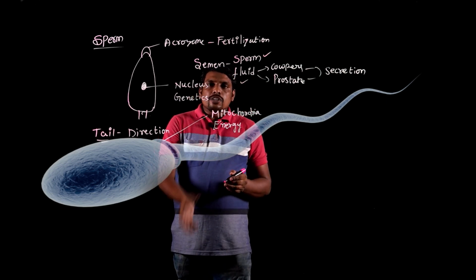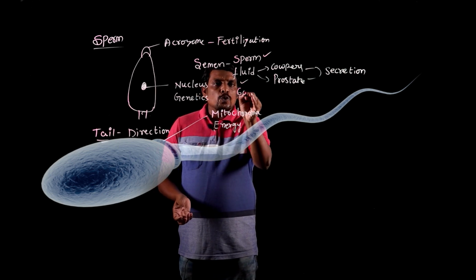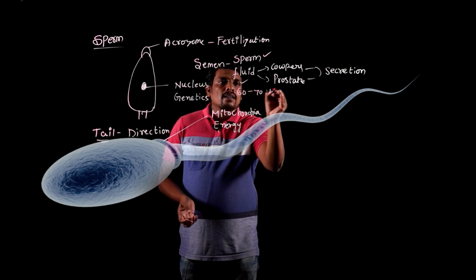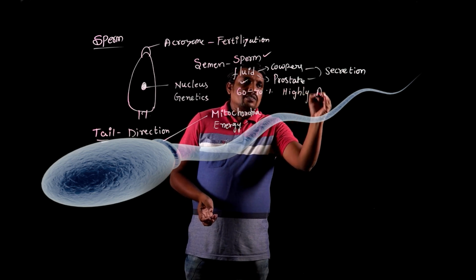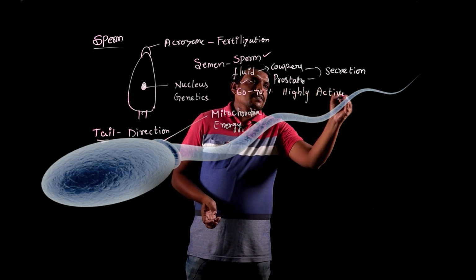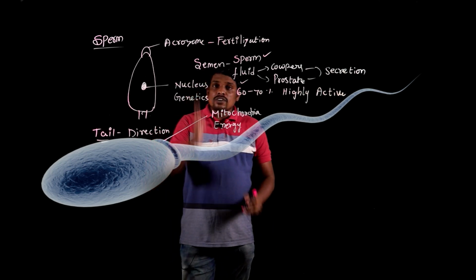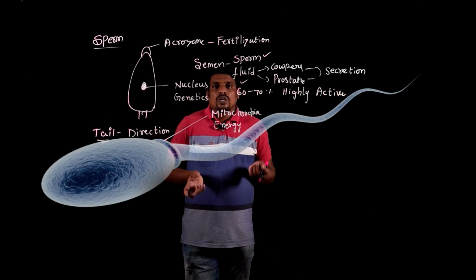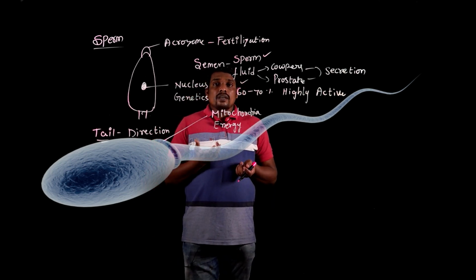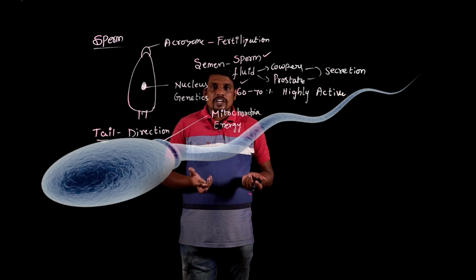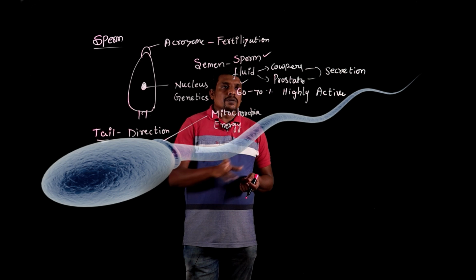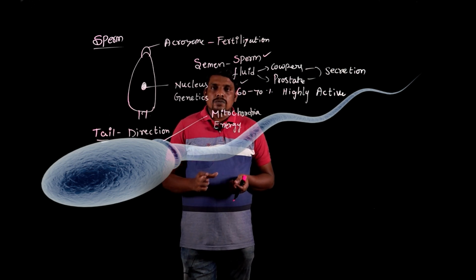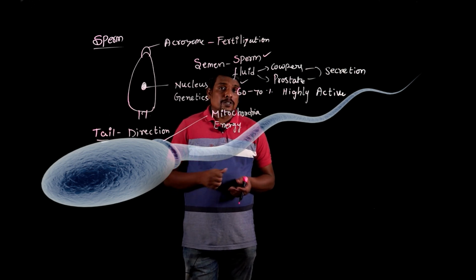In an adult human, 60 to 70% of the sperm cells are highly active. The remaining 30% may be inactive, may be dead. We can't determine. But a healthy human has 60 to 70% highly active sperm cells which are required for fertilization.